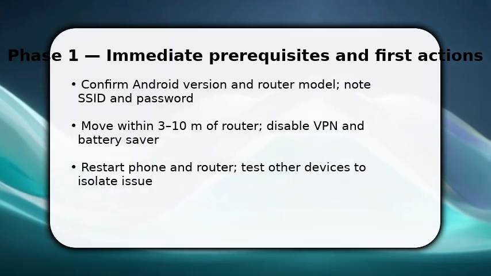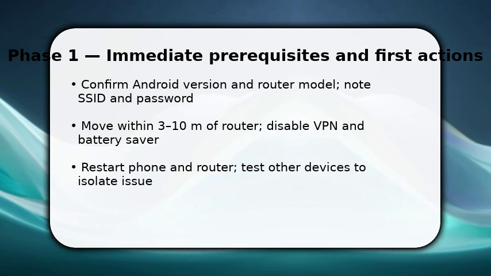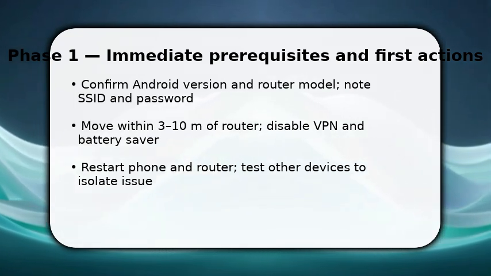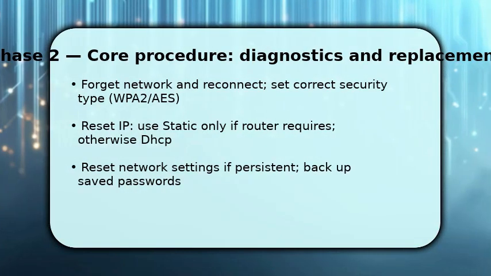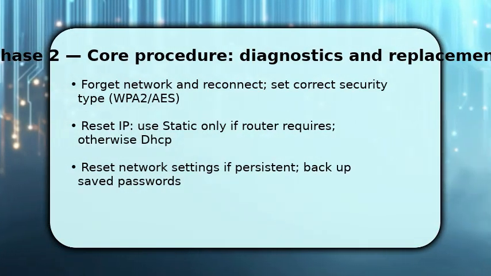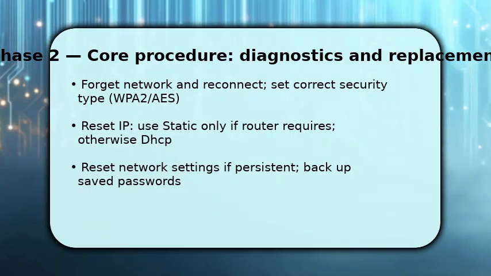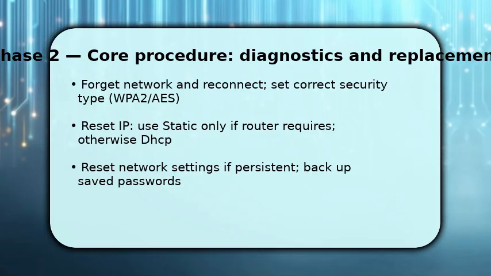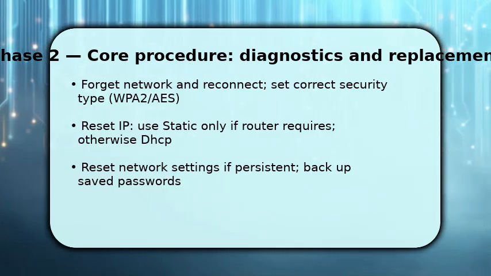Now you'll dive into settings to fix handshakes and IP conflicts. First, forget the Wi-Fi network and reconnect with the right security type. Use WPA2/AES when available, so you force a fresh authentication. If you see an IP conflict, switch to DHCP. Only use static if the router requires a fixed IP.